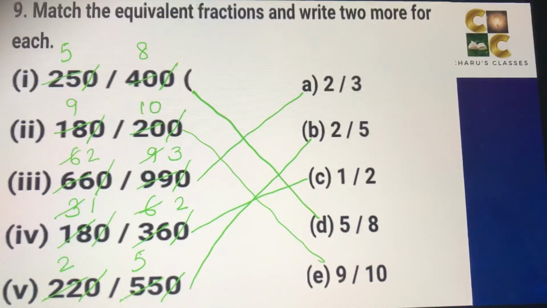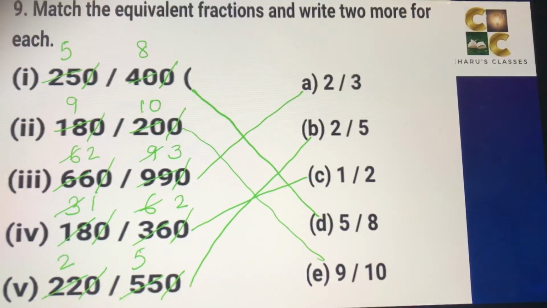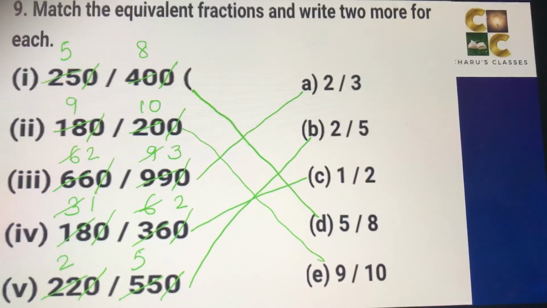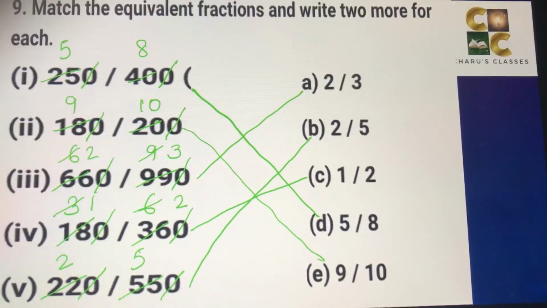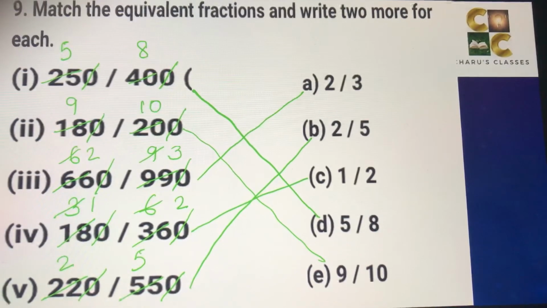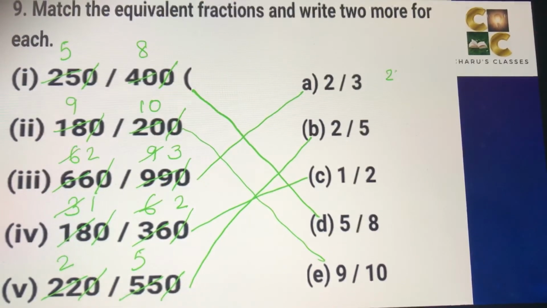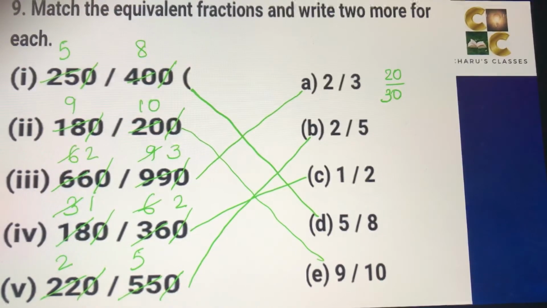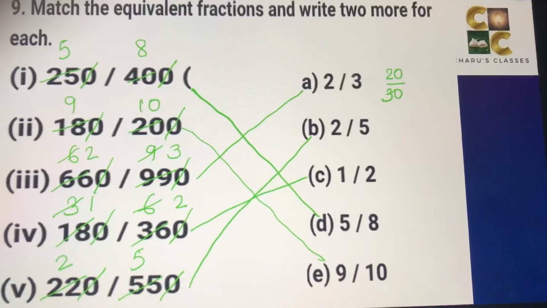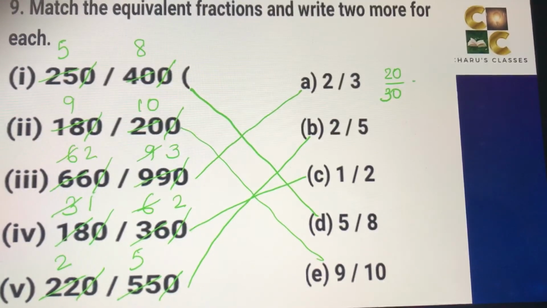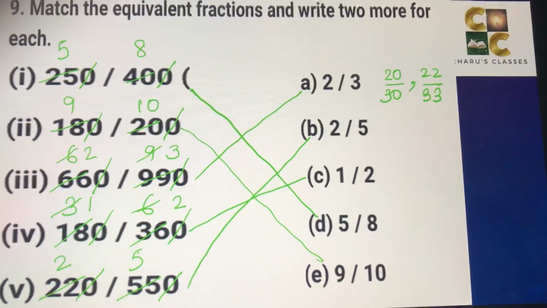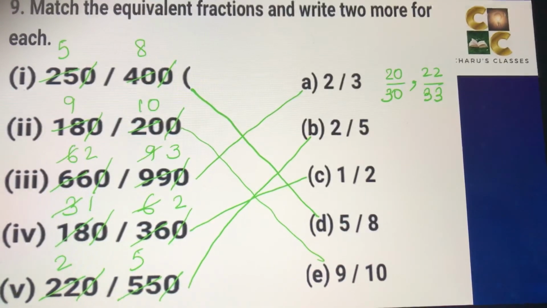Now they have asked us to write two more equivalent fractions of each number. तो यहाँ अगर हम 2 by 3 को देखें तो हम ऊपर नीचे अगर सेम नंबर से डिवाइड करते हैं या मल्टीप्लाई करते हैं, जैसे 10 से ऊपर नीचे मल्टीप्लाई किया तो 20 by 30 is an equivalent fraction of 2 by 3. अनदर आप इसको 11 से मल्टीप्लाई कर सकते हैं. 2 11s are 22, 3 11s are 33. So these two are equivalent fractions of 2 by 3.